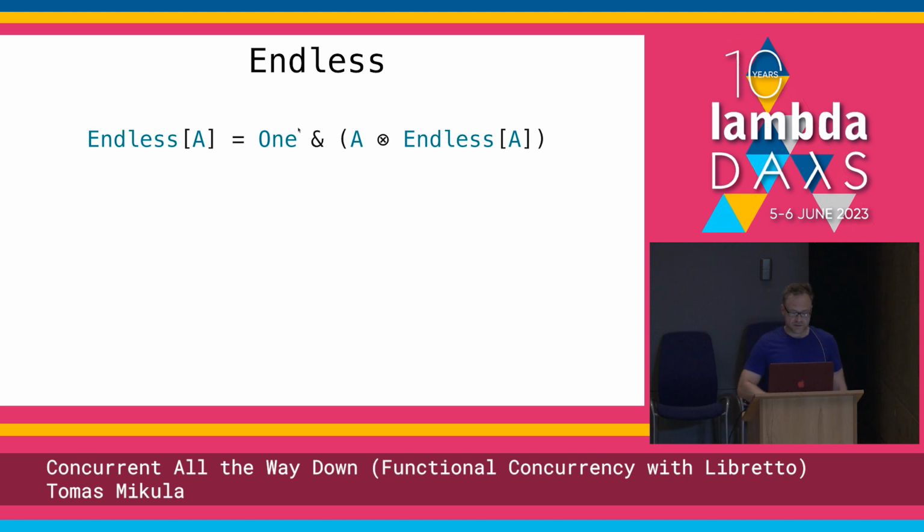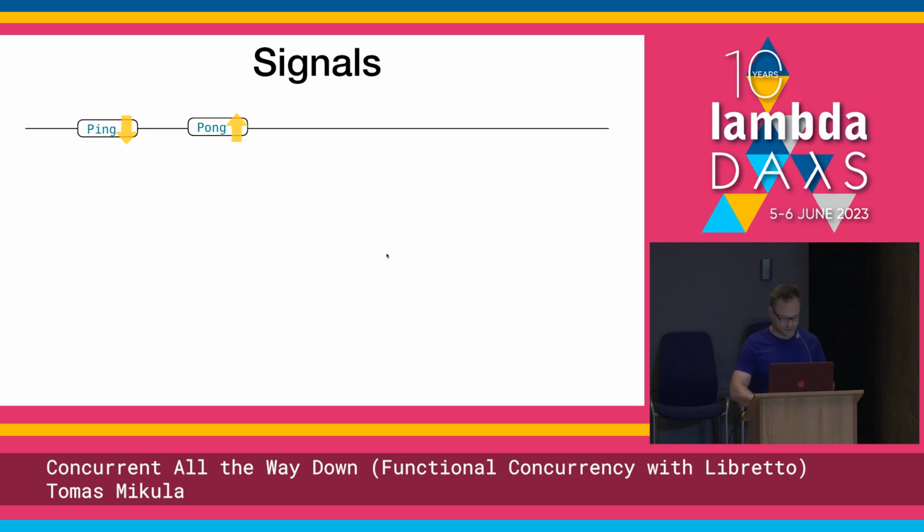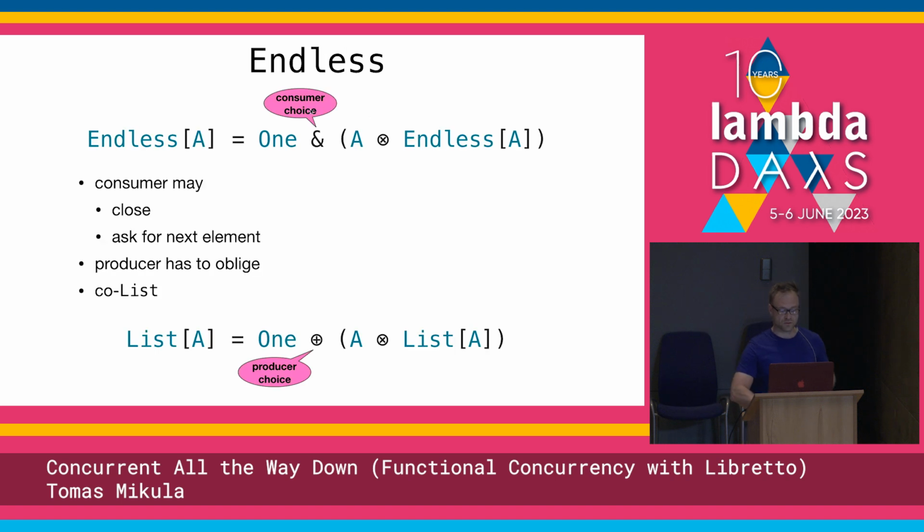Now, what happens if in the definition of list we swap the producer choice, that's down there, for a consumer choice? The interaction here is now driven by the consumer, who can either close, that is, it doesn't want any more elements, or ask for the next element. And the producer always has to oblige and be able to produce the next element. And the consumer can repeatedly ask for more and more elements. That's why I call it endless.